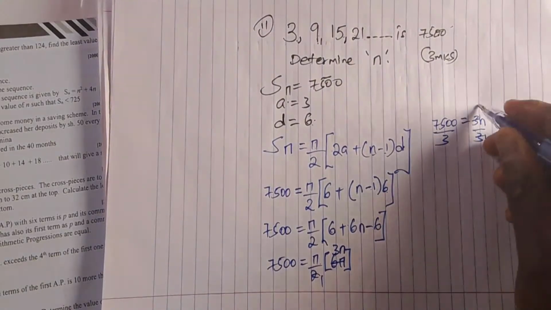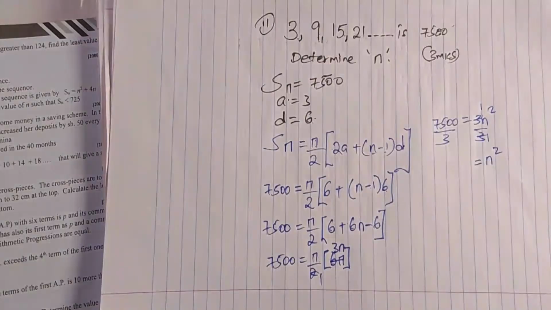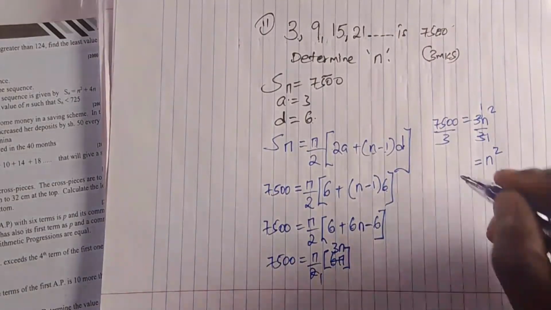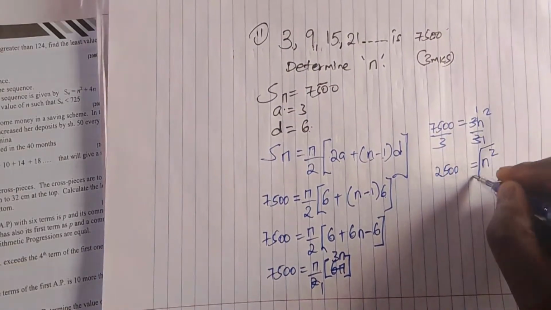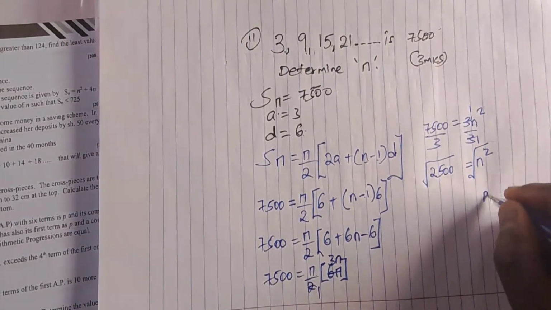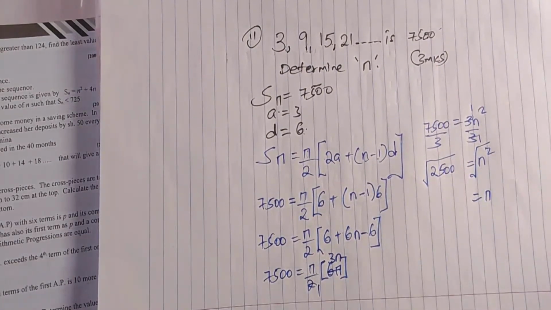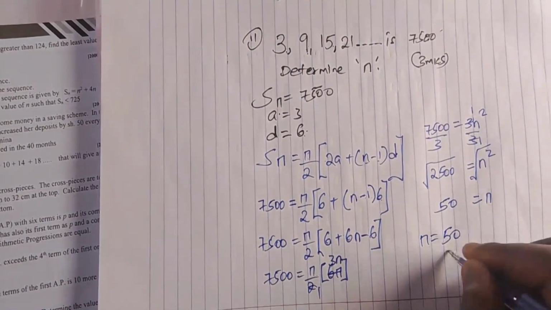When we divide by 3, what will our n squared be? 7500 divided by 3, you get 2500. And once you get 2500, if you want n, we find the square root on both sides. Finding the square root on both sides, our n will be the square root of 2500, which is 50. So our n was equal to 50 terms.